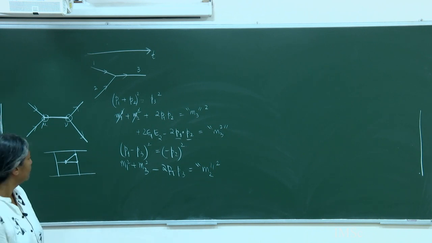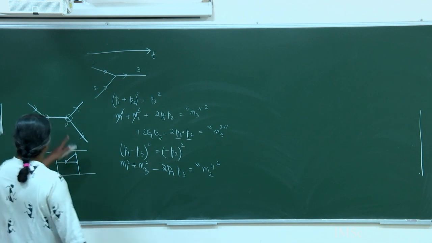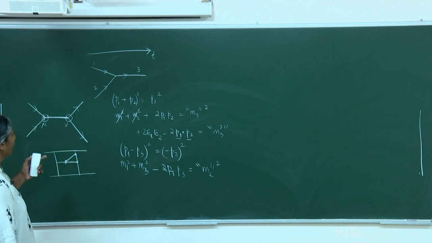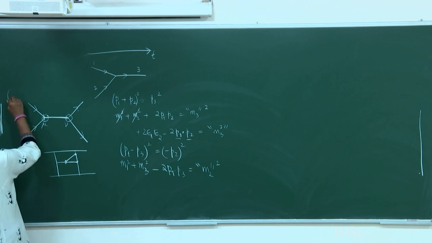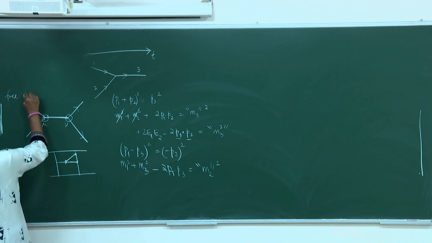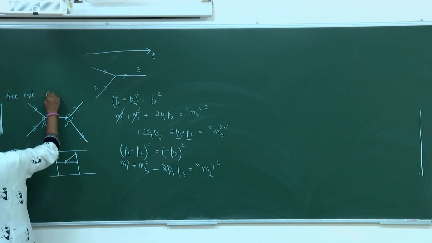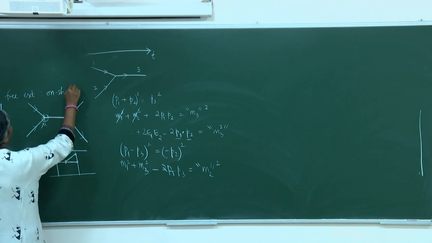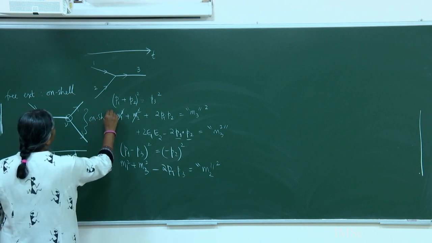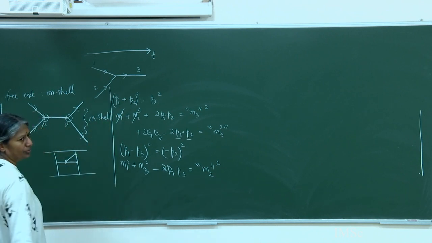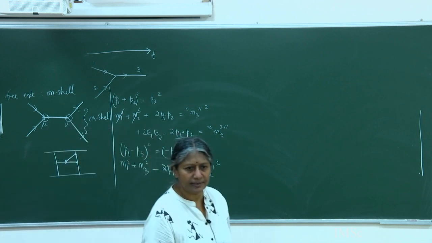Is this clear? So there's no restriction on the number being off shell, but what we always say is that external particles, so these are free particles, external particles are always on shell, and the detected particles are always on shell. With that constraint, every other combination is allowed. Is this clear?